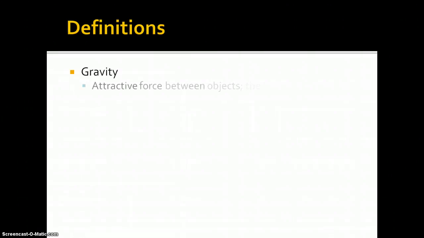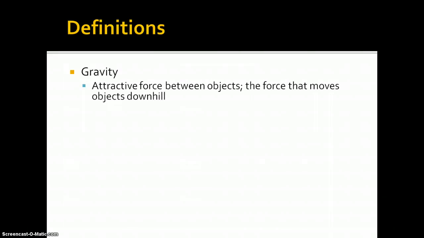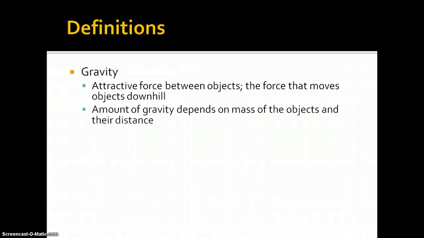Gravity is going to be the attractive force between all objects, and it's going to depend on the mass of the objects and their distance. Greater the mass, greater the gravity. The closer they are to each other, the more effect they're going to have on each other.